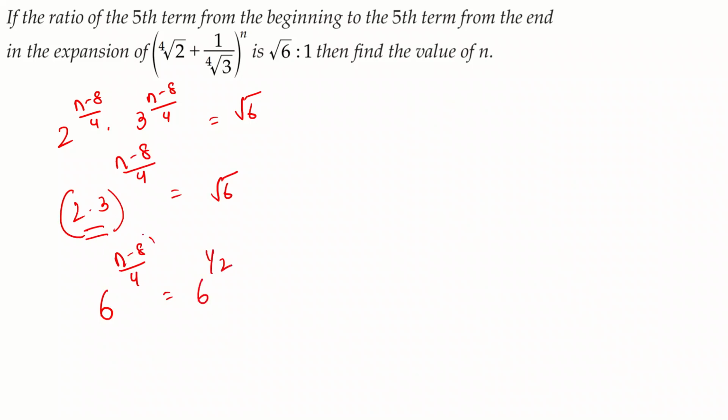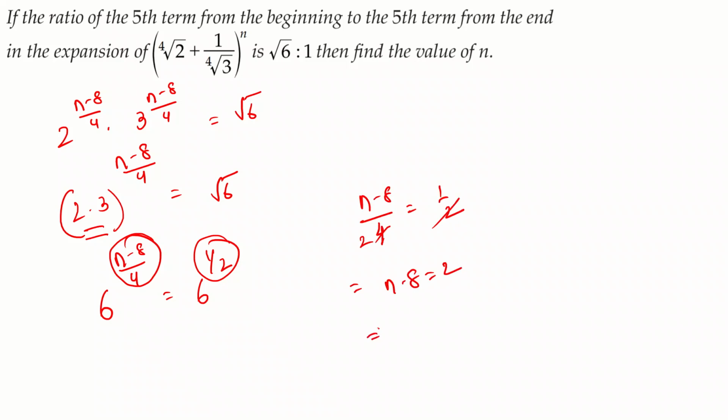So now what I have is that these two powers should be equal, because both are 6 to the power of something. So I have (n minus 8) by 4 is equal to half. So I have, this 2 is 2, n minus 8 is equal to 2. So I get n is equal to 8 plus 2, which is 10 as my answer. So I have got the value of n, that's it.